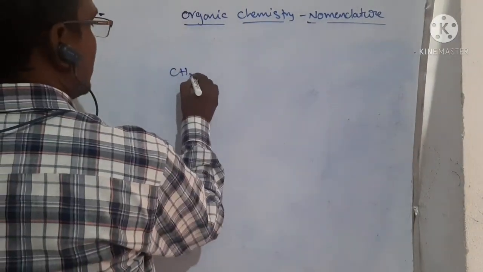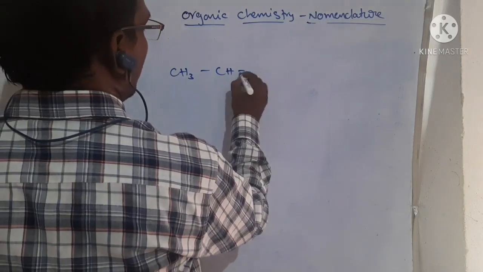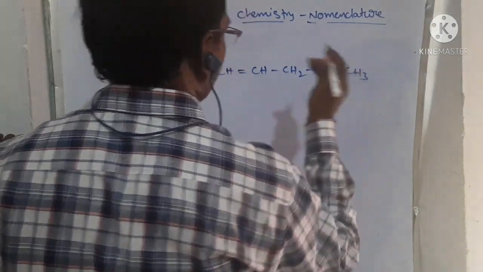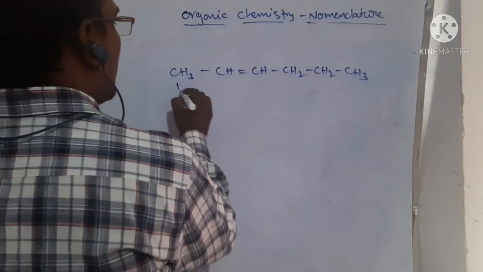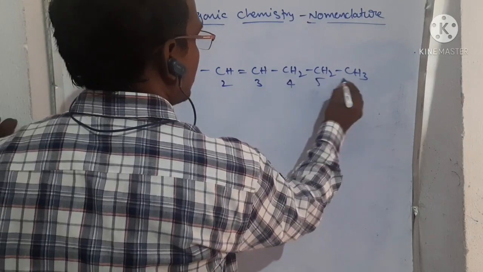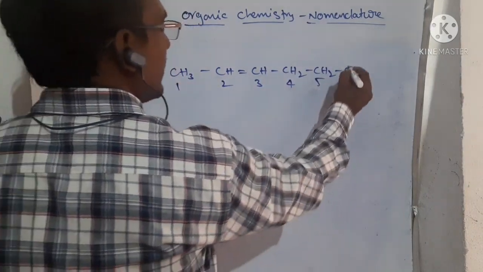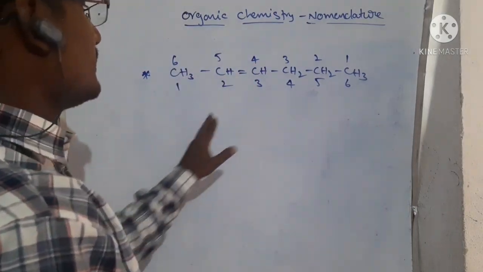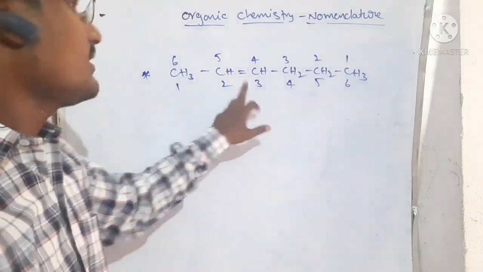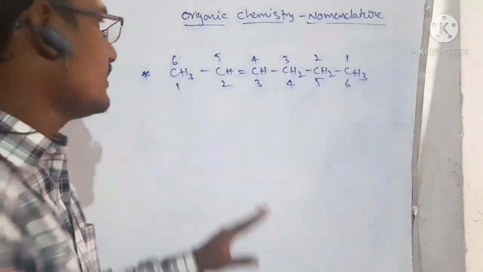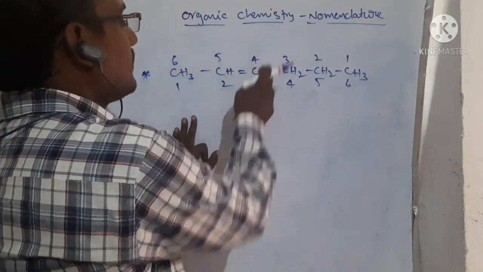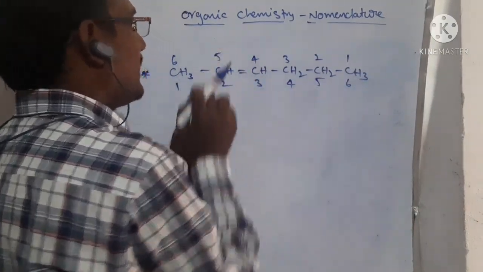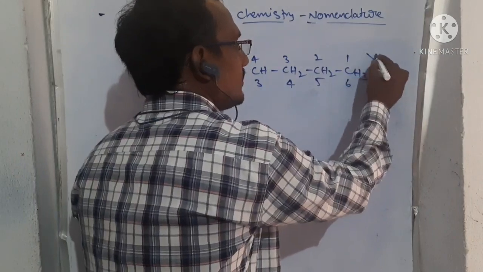Right? CH3 bond, CH double bond, CH bond, CH2 bond, CH2 bond, CH3. So see here 1, 2, 3, 4, 5, 6. So here also the double bond is considered as a substituent. So the double bond should get the least number. Here the second position, here the fourth position. From here to here, this is the fourth position. From here to here, this is the second position. So second position is correct, the fourth position is wrong.